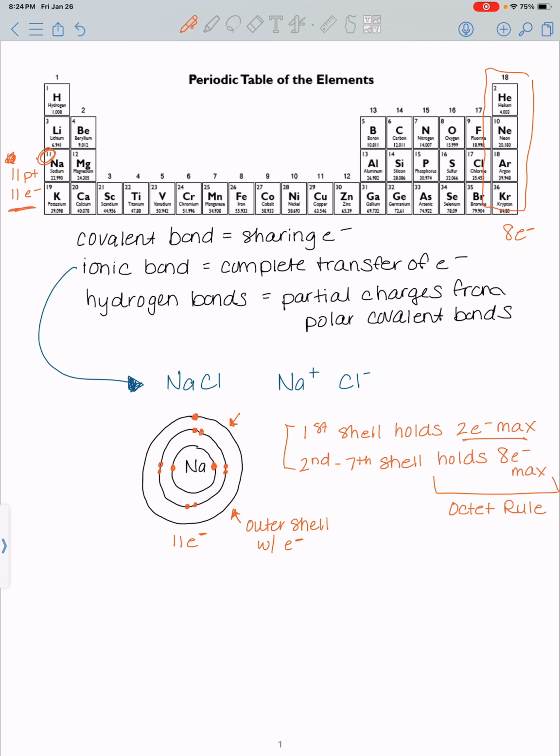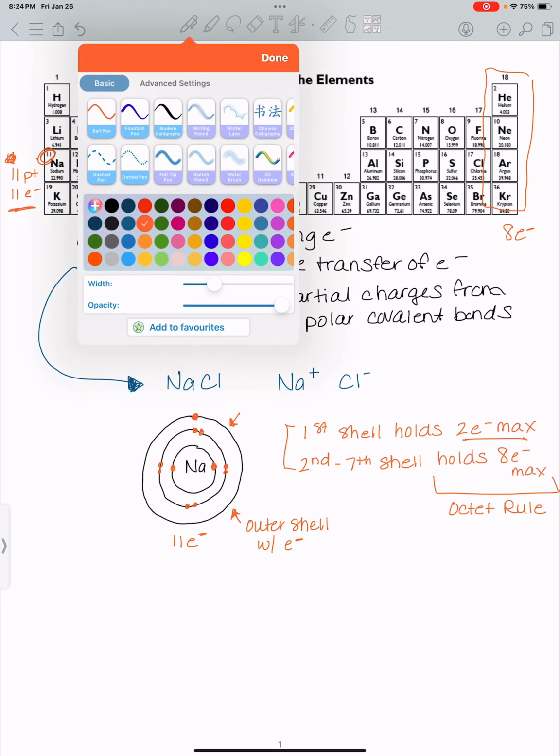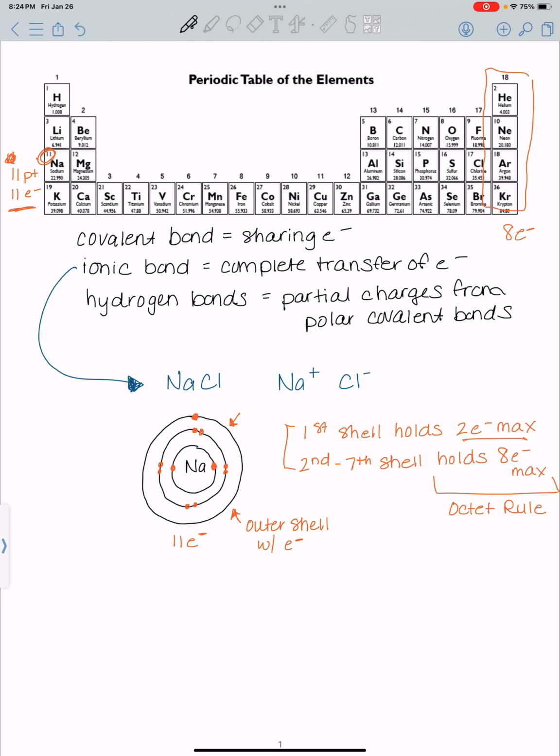If we look at sodium, it only has 1 valence electron. So do you think it's going to be easier for sodium to steal or share 7 electrons, or to get rid of and donate the 1 electron, so that the shell below, the outermost shell carrying electrons, would be its valence shell, and it would be full?